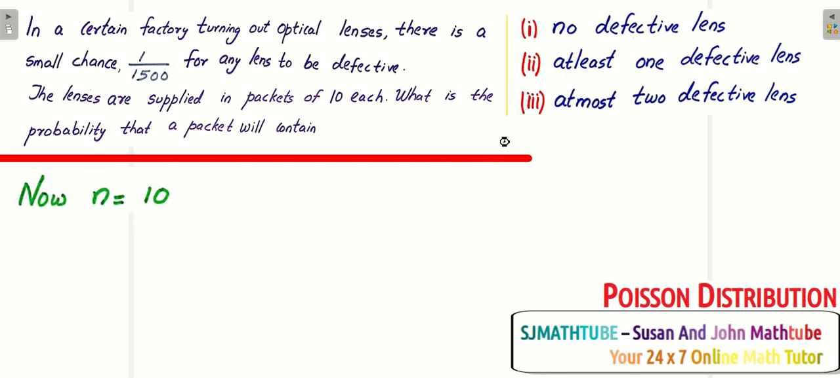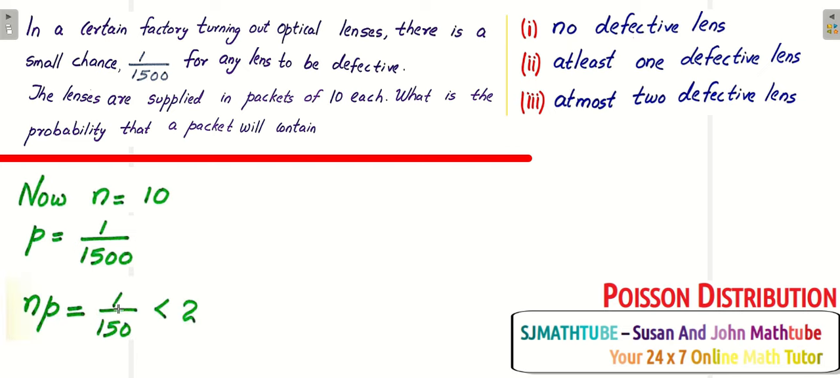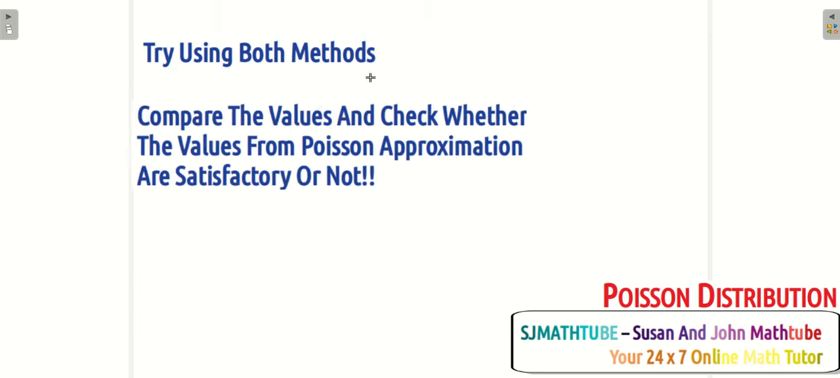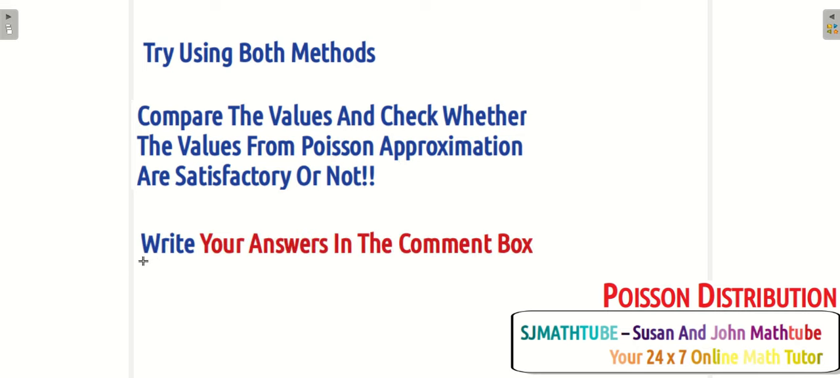Now if you look at the probability, it's very small and n times p is actually less than 2. But the second condition gets violated. Anyhow, I want you to try it with Poisson. So this is what you are going to use. So use both methods, compare the values, check whether you're satisfied with the answer you get from the Poisson approximation. And anyway, write both the answers in the comment box.